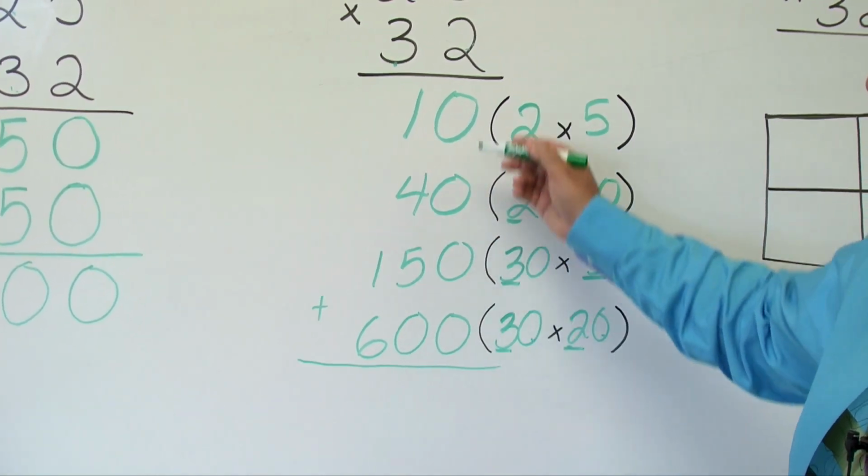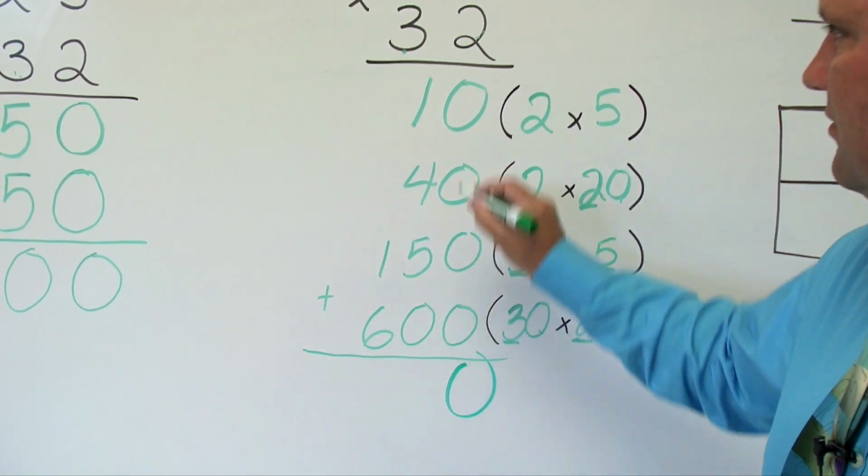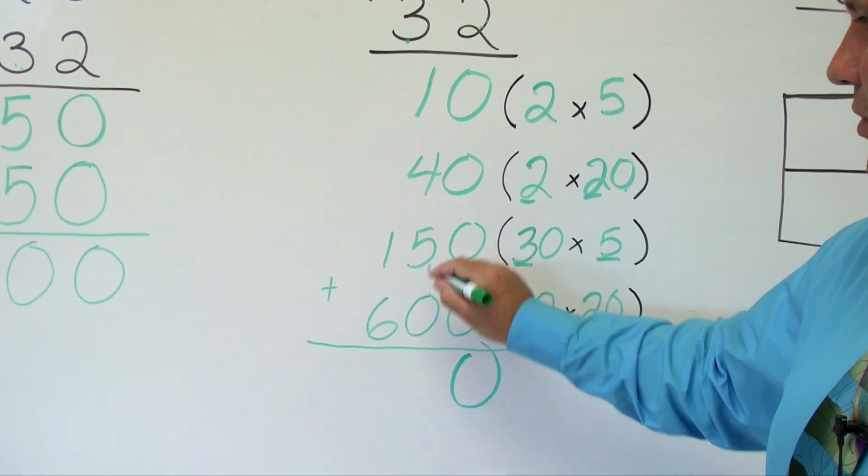And when I add all of my partial products up, I have 0. 1 plus 4 is 5. 5 plus 5 is 10.